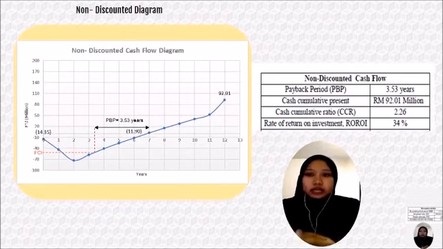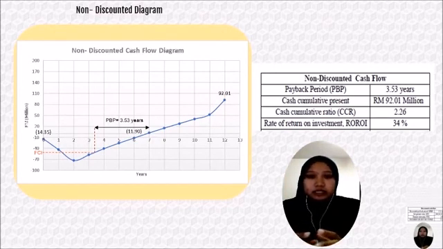Next, we go to the non-discounted diagram. As we can see from the diagram, the payback period is 3.53 years, with the cumulative cash position at 92.01 million ringgit Malaysia, with the rate of return on investment at 34%.